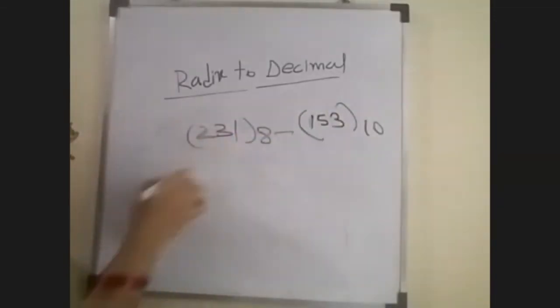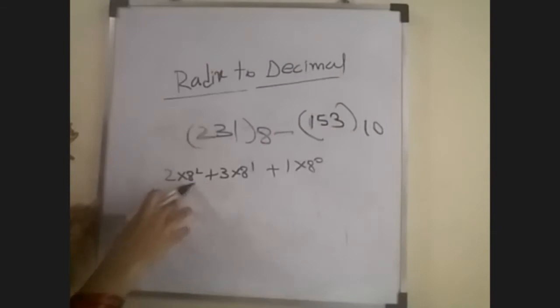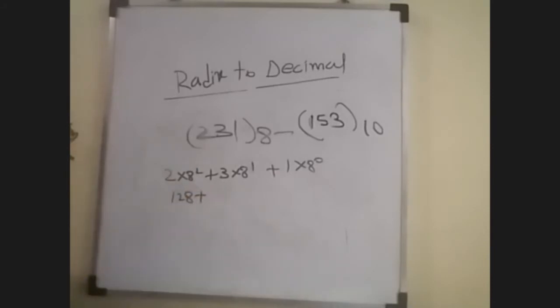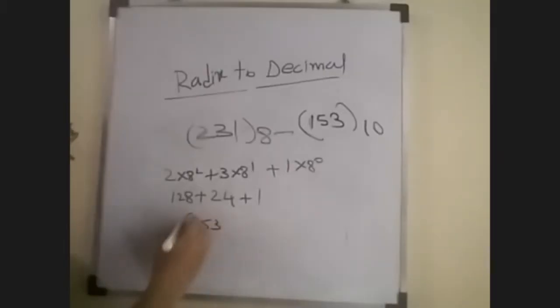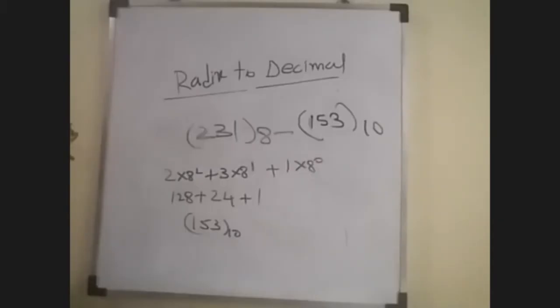So here it is nothing but 64, 64 into 2 is 128. Next, 24 plus 1, plus 1. So 153 is the answer. Like this, we convert any radix to decimal. Next, I will give one more example.